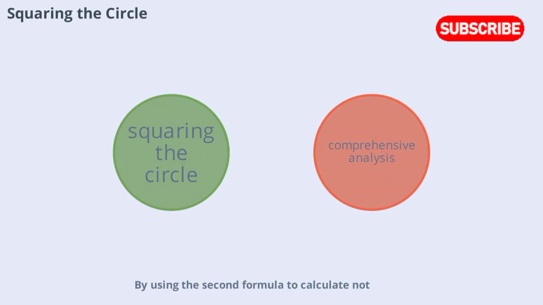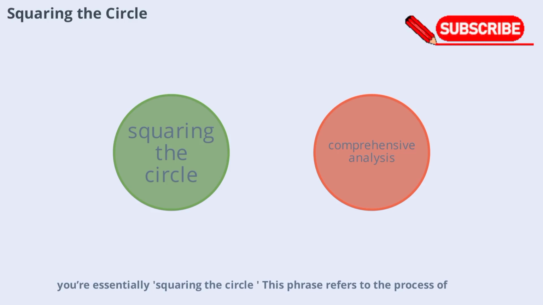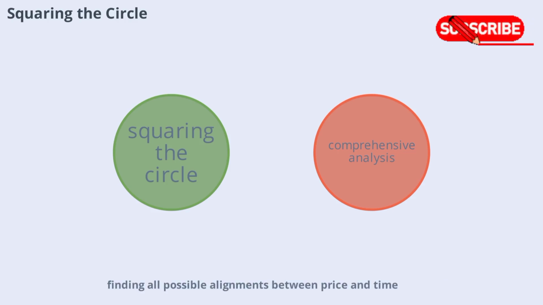the effort. By using the second formula to calculate not just the primary angle but also its 90-degree offsets, you're essentially squaring the circle. This phrase refers to the process of finding all possible alignments between price and time, ensuring you don't miss critical market signals. It's a comprehensive approach that can be applied to any market and any time frame.